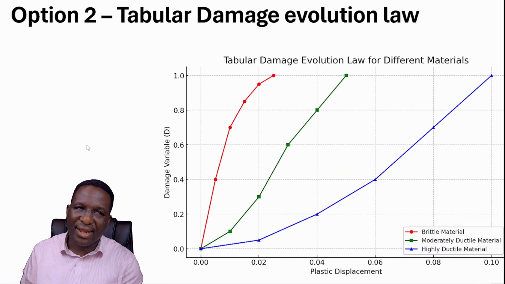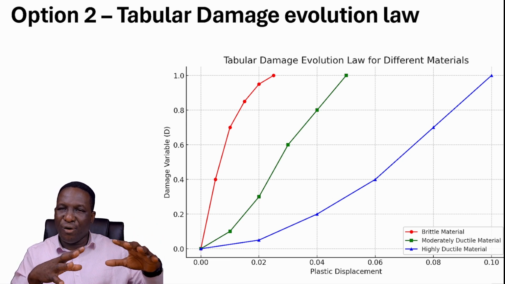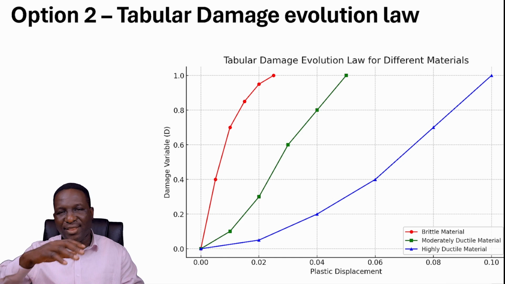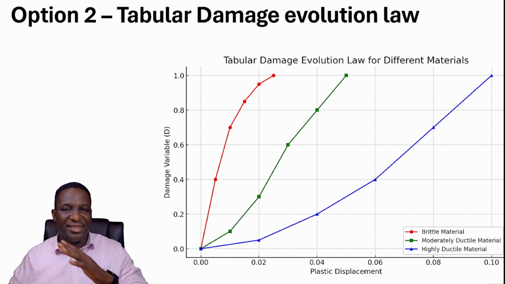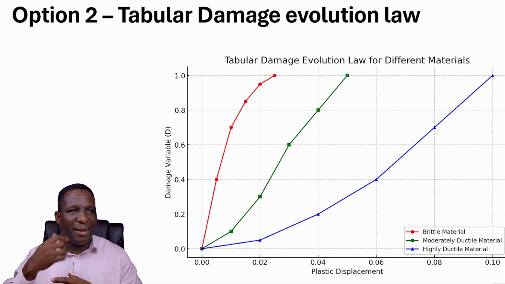Now, what about the tabular damage evolution? The damage evolution of a linear law may not always capture the post-yield behavior that you get. Your softening law may be a bit complicated. It may not always proceed in this nicely linear form. And so we have a tabular damage evolution law.